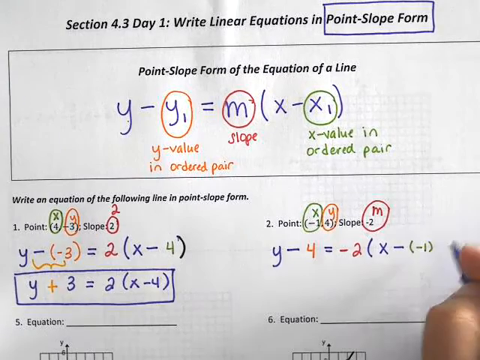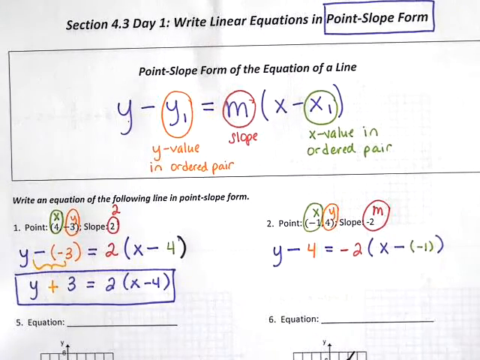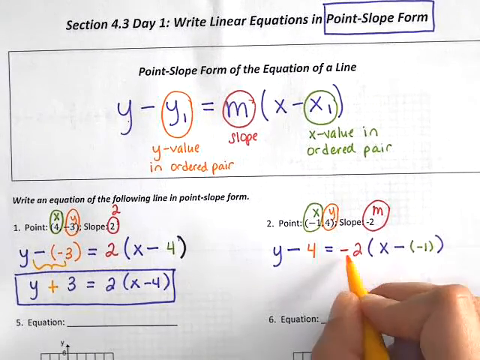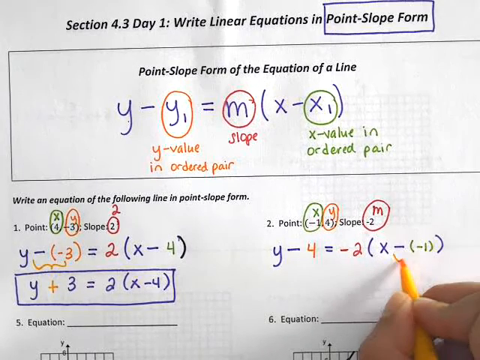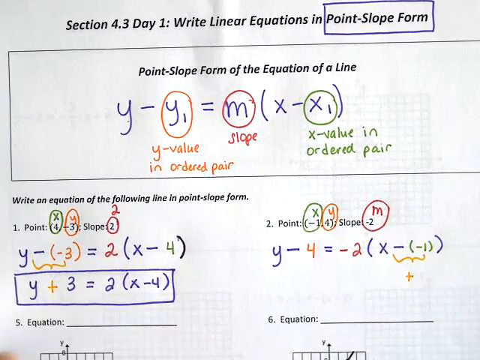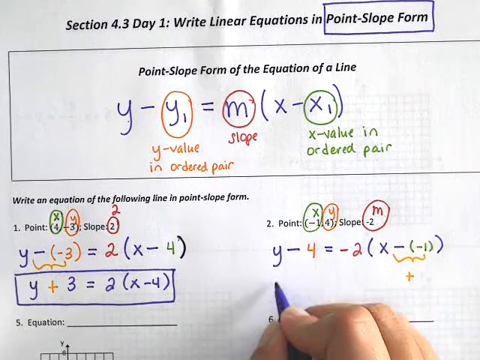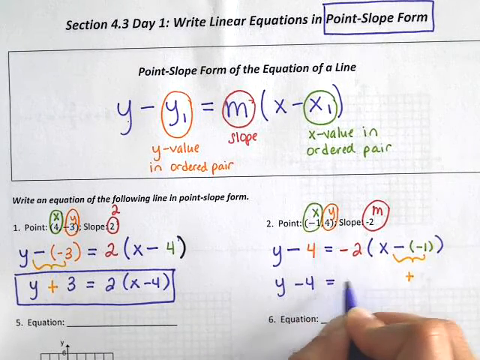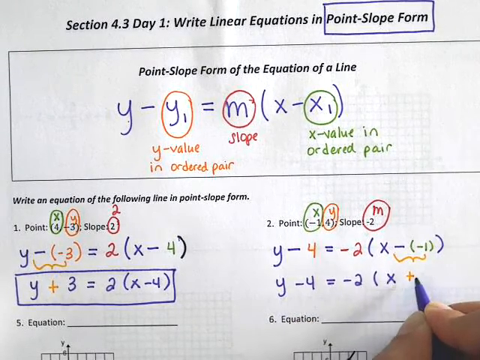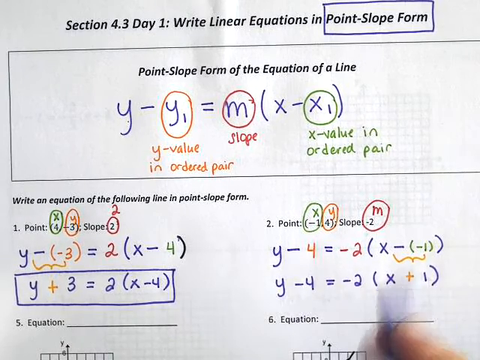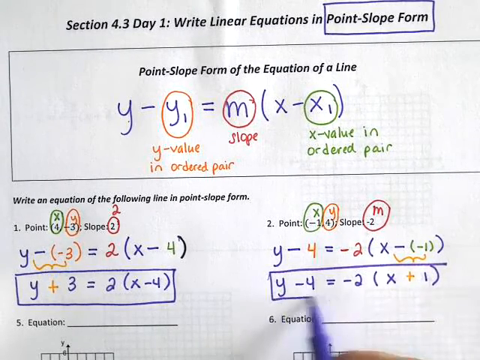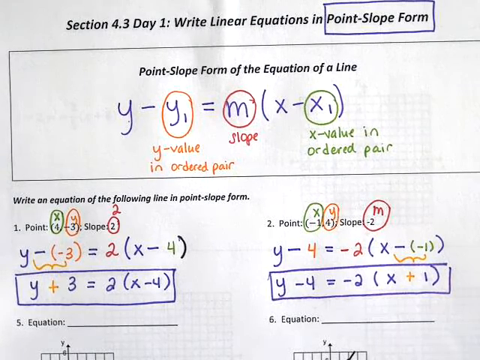And the last thing is just simplify if you can. So right now I can see that there's a minus, that's all good. These two minuses together make a plus. So I would have y minus 4 equals negative 2 parentheses x plus 1. And that's my final answer. Seem okay? I hope so. We're just filling in numbers.